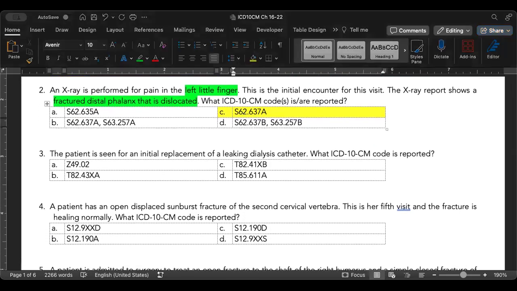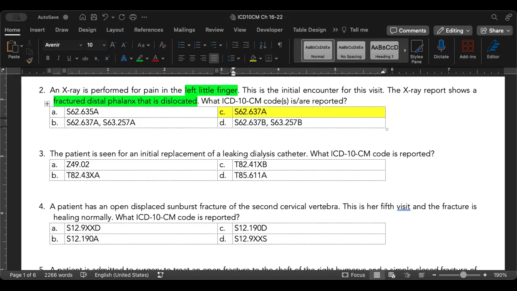Number 3, we have a patient that's seen for an initial replacement of a leaking dialysis catheter. So what do we think our main term is going to be for this scenario? So we have a leaking dialysis catheter. Because if we use dialysis or catheter, those are going to be procedures, right? But if that dialysis catheter is leaking, yep, it's going to be considered a complication.